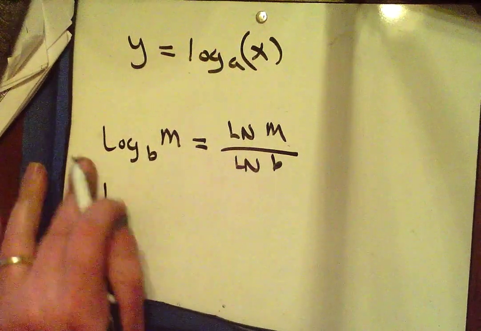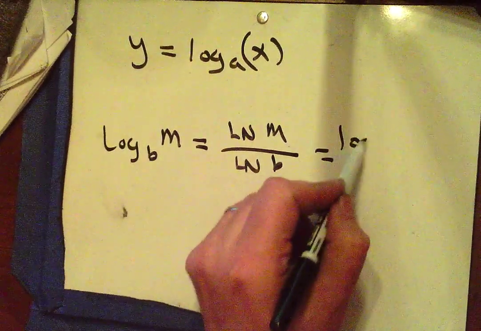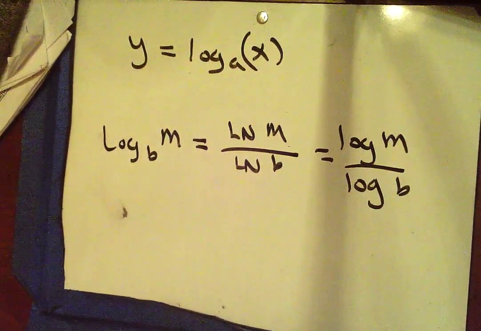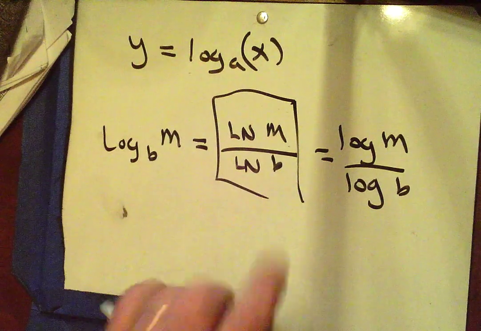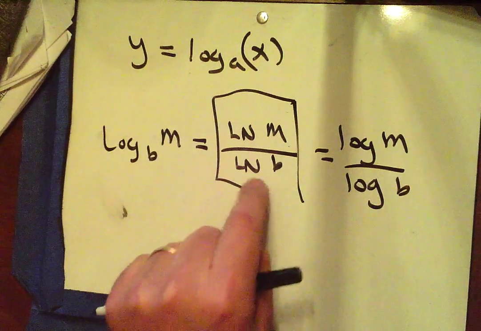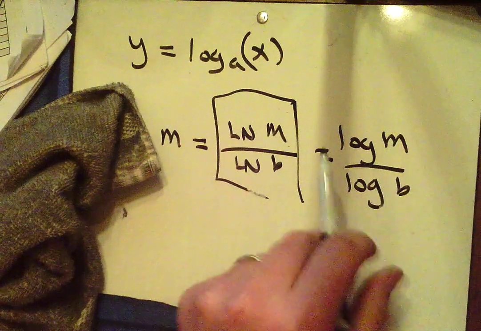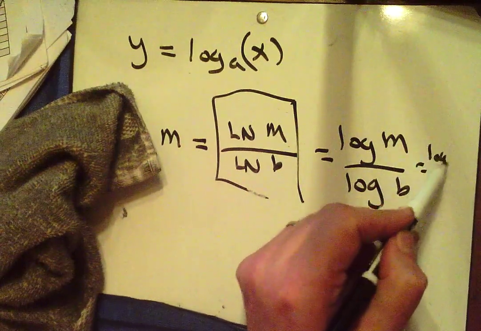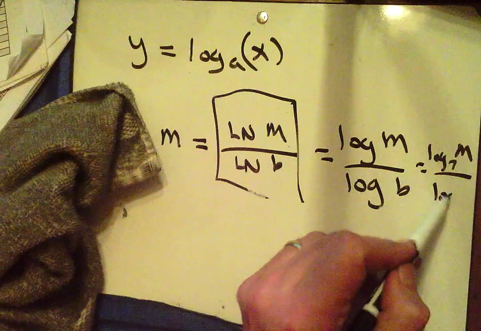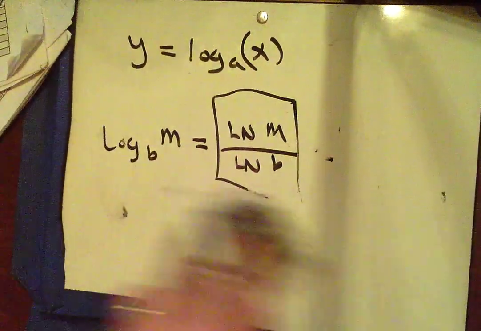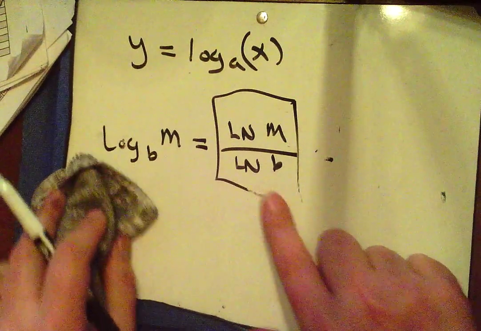And if you want, log m over log b. I find, though, this one's really nifty to use, and this is the one I want to think about using. You could do log base 7 of m over log base 7 of b. But why? Why would you do that? So instead, I'm going to use this one.